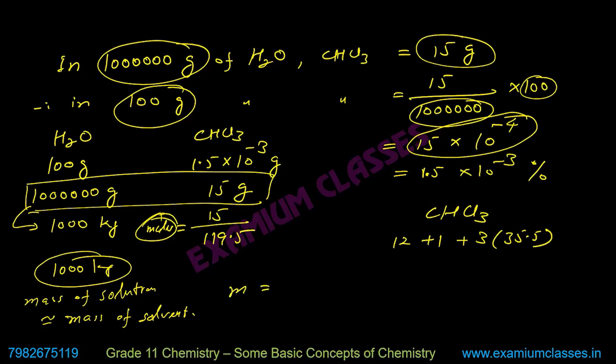So molality will be number of moles of chloroform, which I have calculated as given mass over molar mass, divided by mass of solvent in kg, that is 1000.